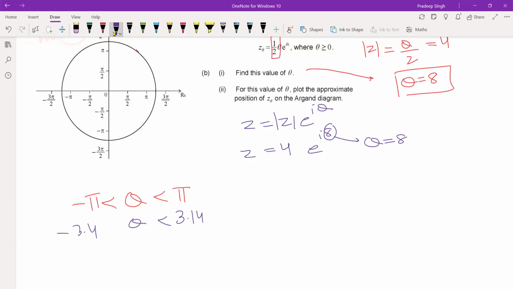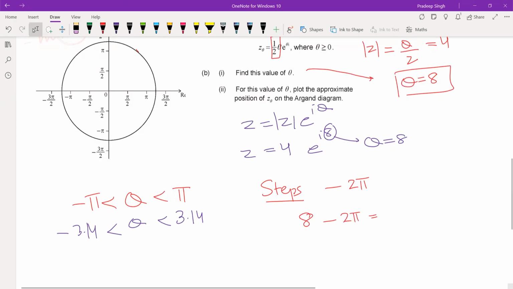So the value of theta needs to fall in this particular range, then it's considered as the argument. In this case, the theta is 8, which is much beyond 3.14. So how do we find the correct argument? Let me write down the steps. All you need to do is subtract 2 pi from whatever argument is given to you. In this case, the value of theta is 8. So we will take the original argument theta and subtract 2 pi from it. And let's see what we get.